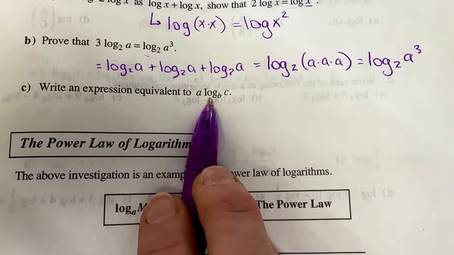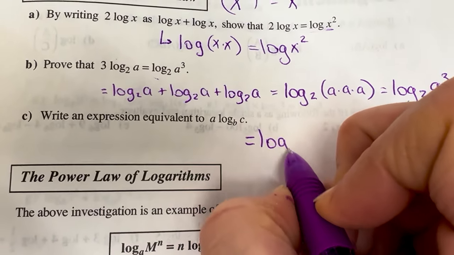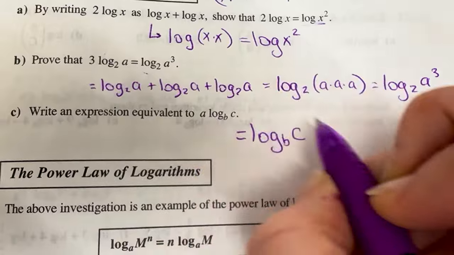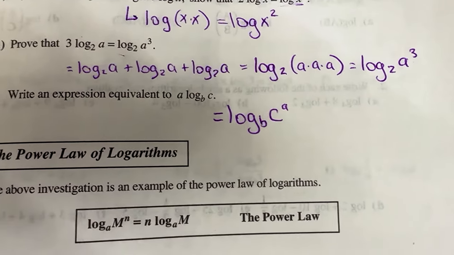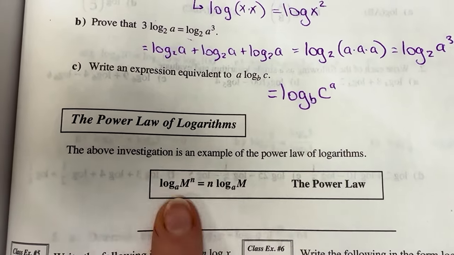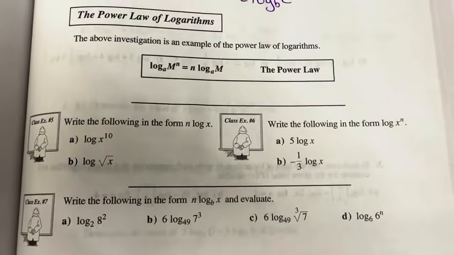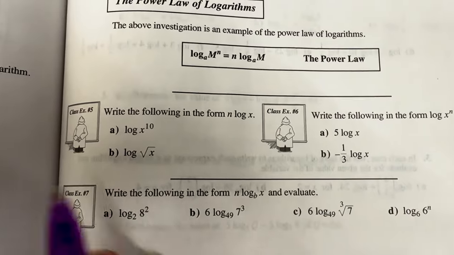So if I have this expression right here, this is going to be equal to writing log bc, and then this a can go there, which is what we see as our power law. So we've done the product, the quotient, and the power law. All 3 of them are available to you on your formula sheet. Okay, let's look at these last couple of examples.